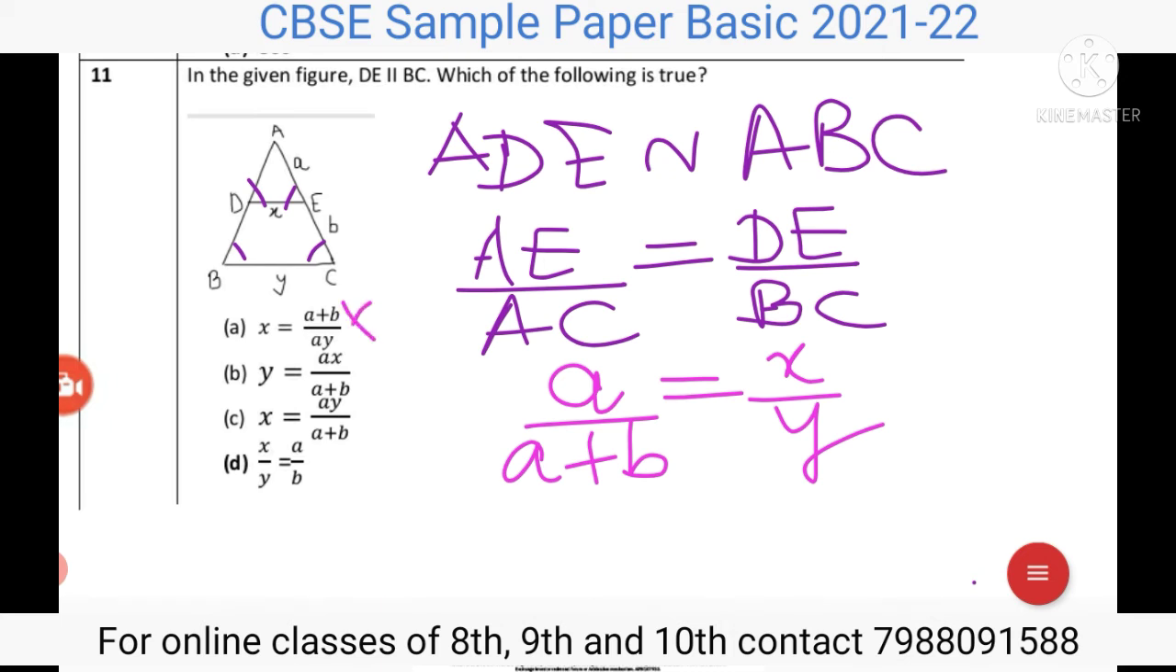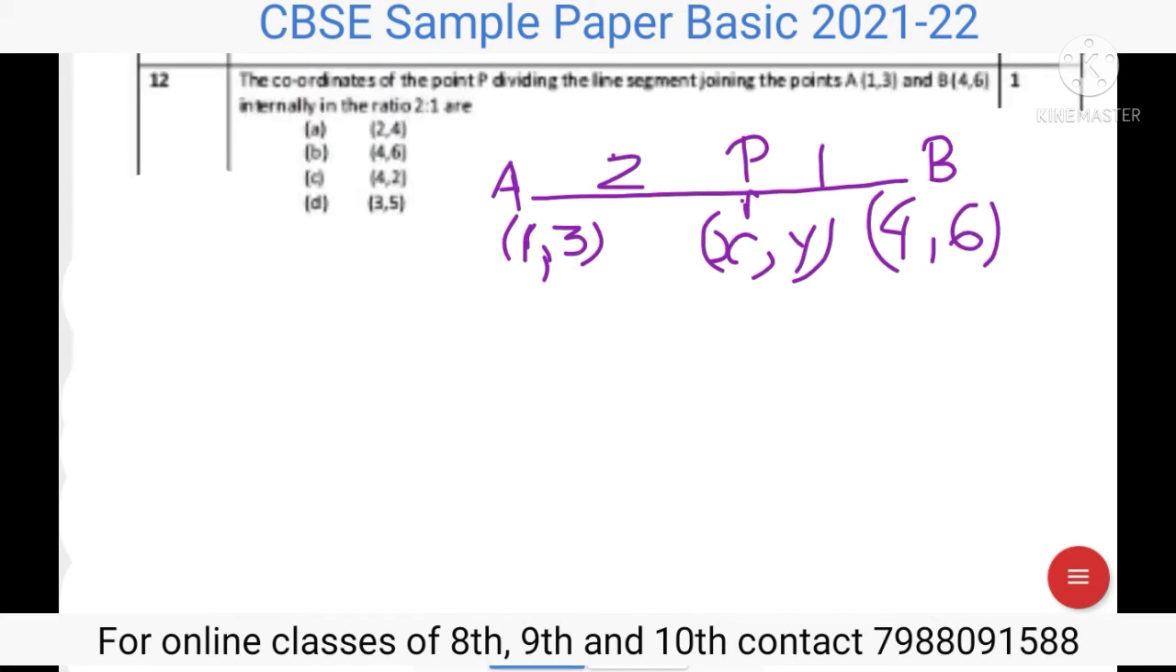In the second option we have Y is equal to A into X. Again this option does not work. C option, X is equal to A into Y upon A plus B, when we cross multiply Y goes up. Yes, this is the right answer. So on cross multiplying we get C as the right option.